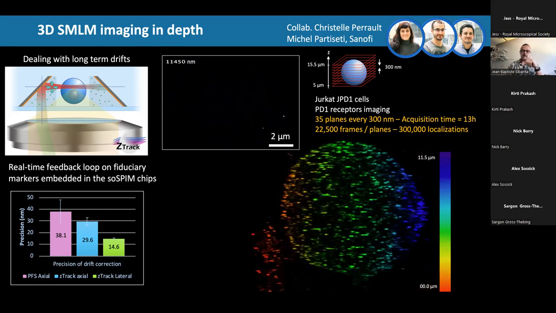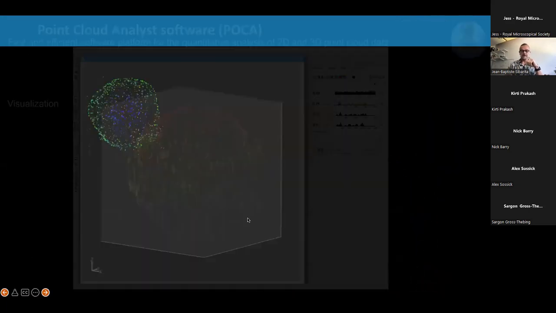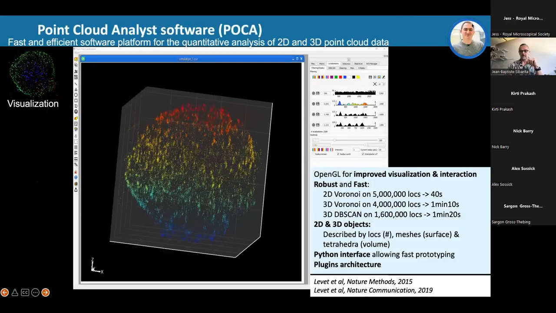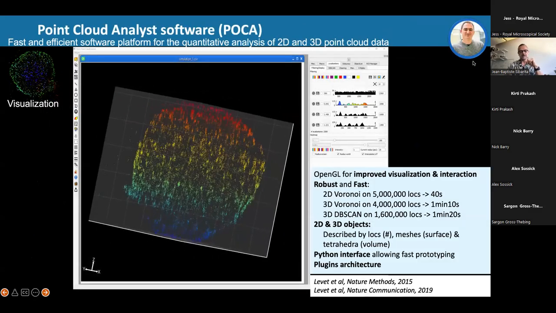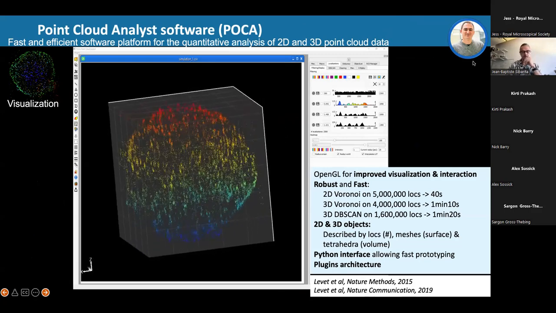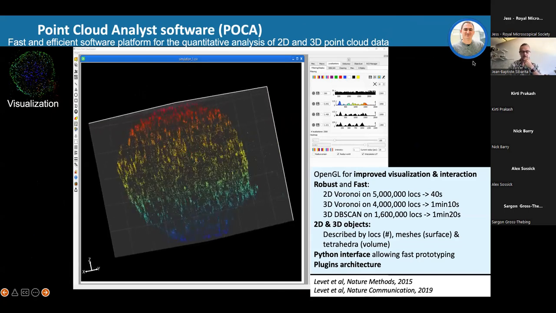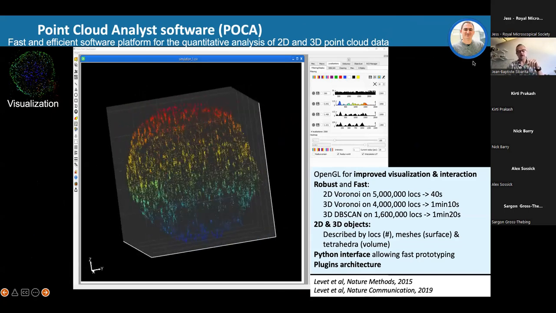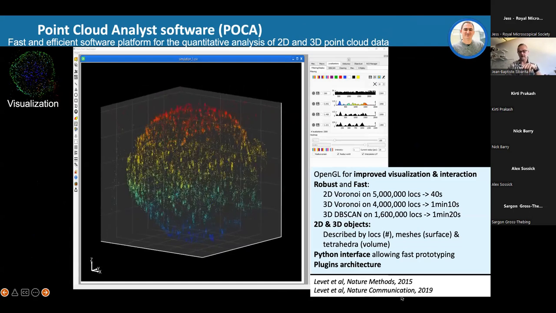So the next step is, of course, the analysis of that. And this is the work of Florian in the team, who is really the developer for those. He developed several software packages which are being used a lot by the community, more especially SR-Tesseler and Coloc-Tesseler, which were published in 2015-2019.